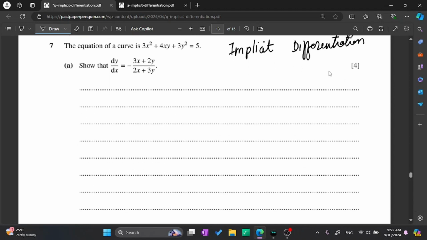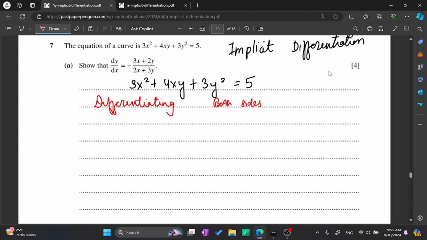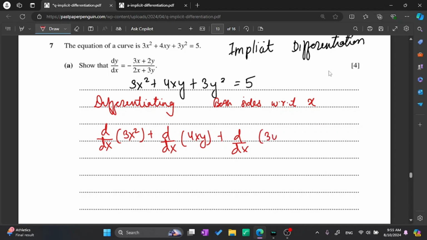Let's do this. 3x squared plus 4xy plus 3y squared equals 5. First of all, differentiating both sides with respect to x. We can do d over dx, 3x squared plus d over dx, 4xy plus d over dx, 3y squared equals d over dx, 5.